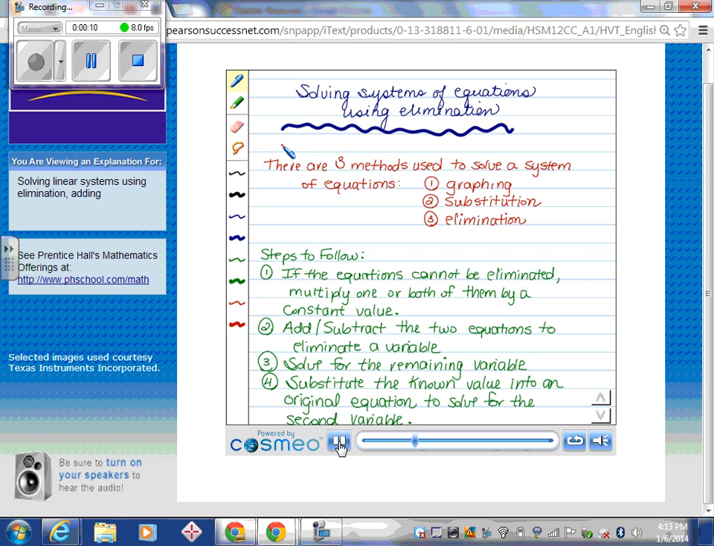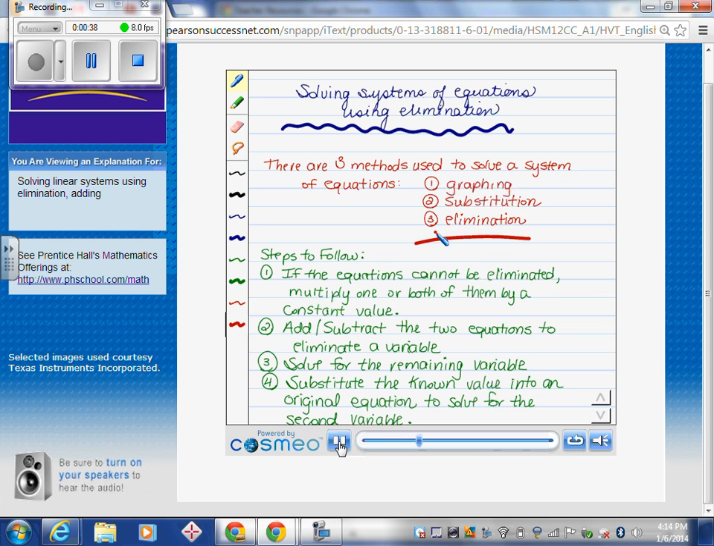My name is Mrs. Jenkins. I'm here to give you some help in looking at solving systems of equations using elimination. Now, when you have a system of equations, there are three different methods that could be used to solve it, and I just want you to understand that there are three options here. The first one is graphing, the second one, substitution, and the third one, elimination. All three methods can be used, but we're going to focus on this third method, the method of elimination.